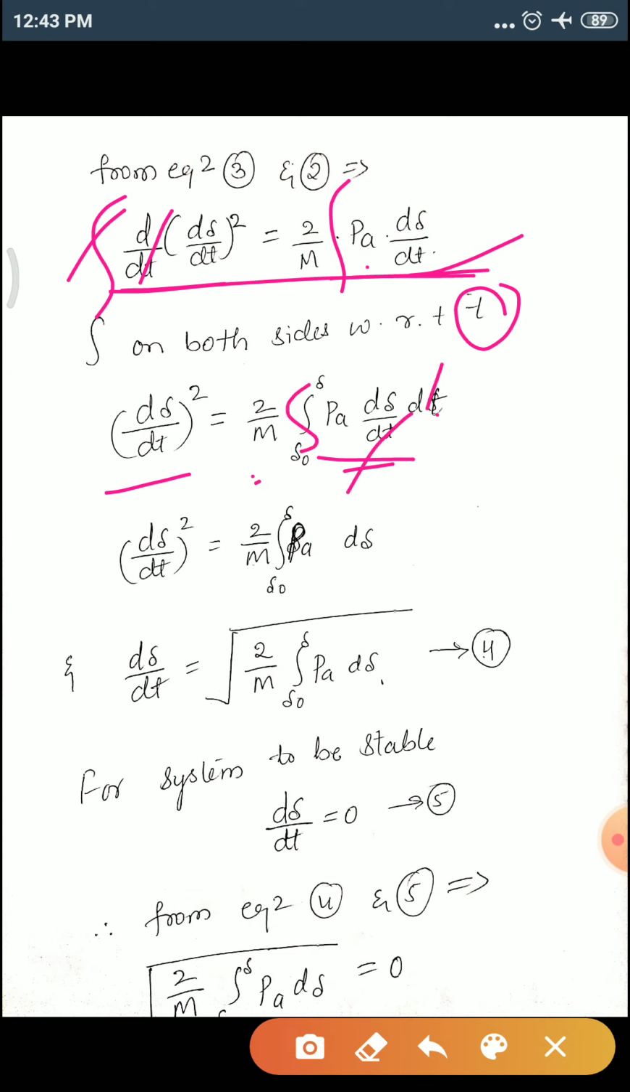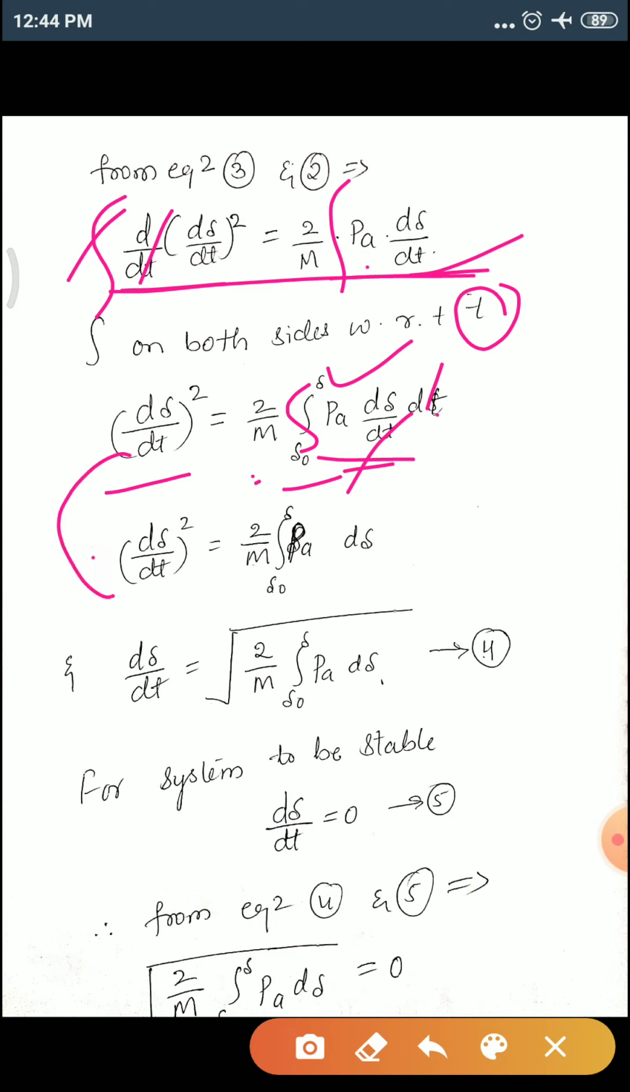For the integration, we take the corresponding values from the minimum value to the maximum value of delta. It is delta naught, the starting delta, to delta. The maximum delta value we don't know, so whatever it may be, let it be. So we are calculating from delta naught to delta.